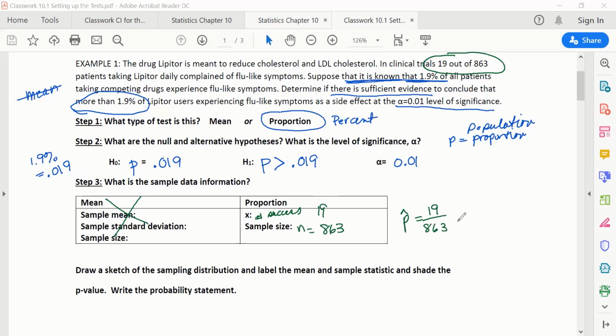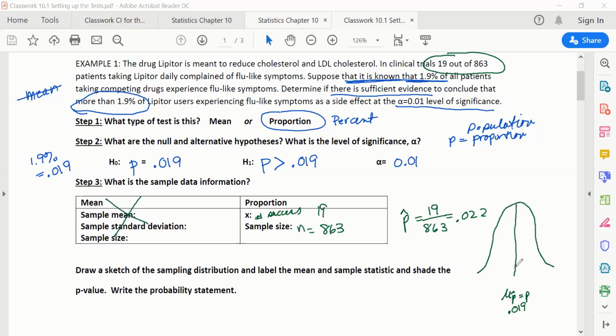Which is 0.022. Okay, so typically you're going to go on to step 4 at this point when we do it next time. But what I want to do is actually draw a little sketch of what's happening, label the mean, the sample statistic, and shade in the p-value. So I'm going to go on the side here so I don't have to get rid of everything. So here is our mean, our mu sub p hat, which is equal to p, and that's 0.019.